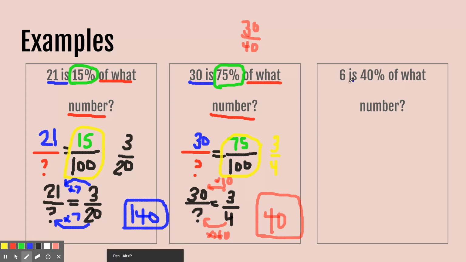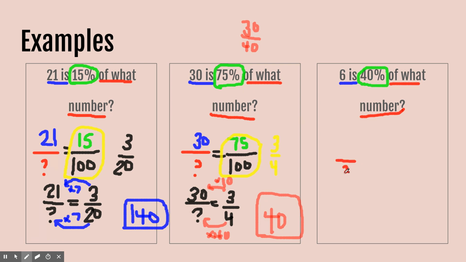So this last one, and again, these are just very straightforward, so they're pretty easy to pick out the parts, but 6 is the part, 40 is the percentage, of course, because it has the percent symbol, and I want to know what is the whole in this situation. So of what number? 6 is 40% of what? So I don't know what the whole is, but I know 6 is my part, so I'm going to set it up like this. 40 goes across, and 100 goes in the denominator, because that is always the whole for a percent.